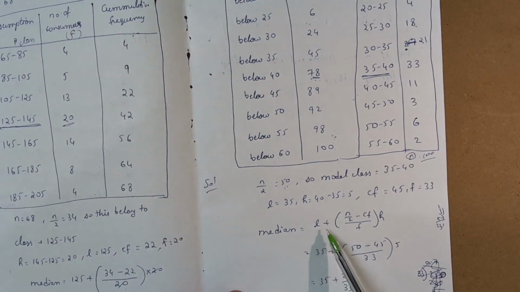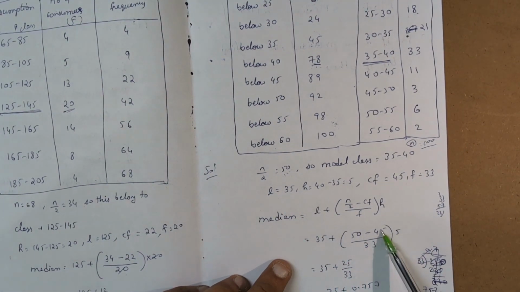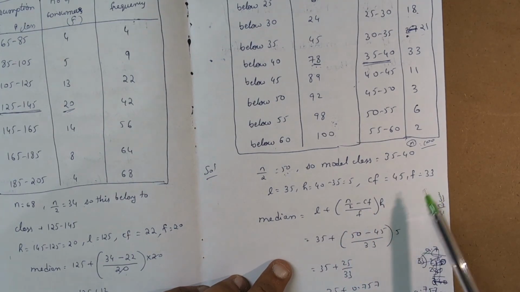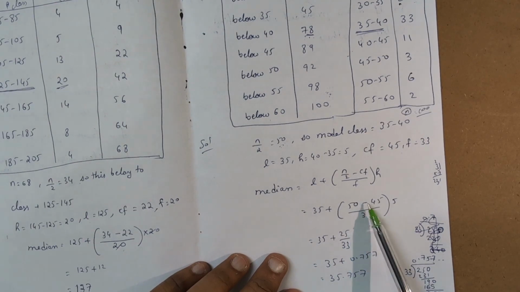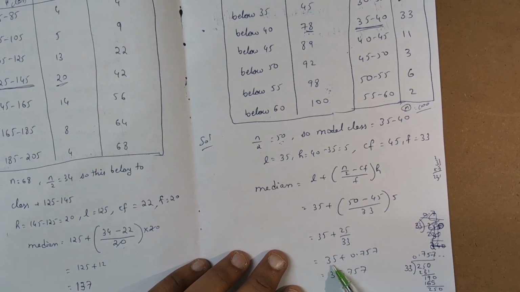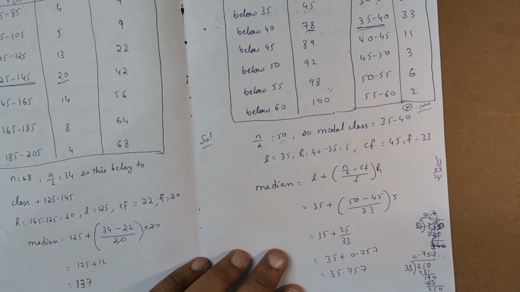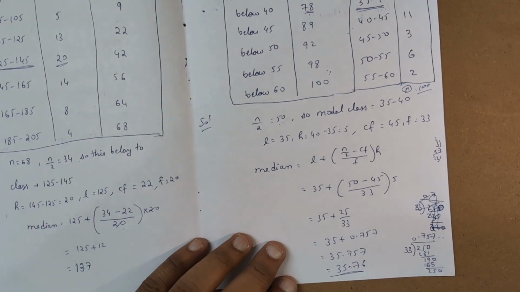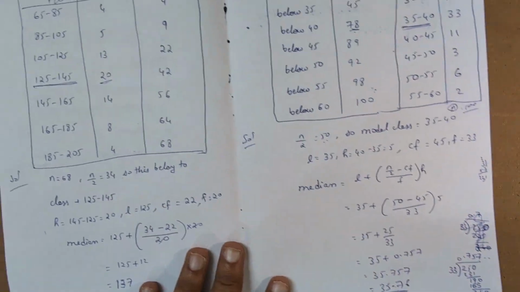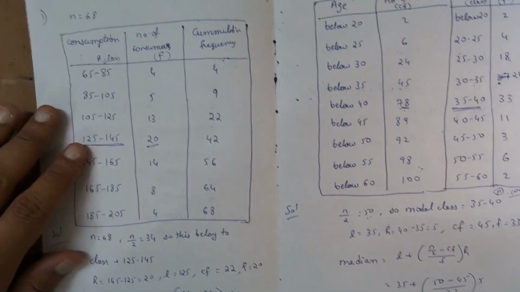So just substitute all the values: 35 plus n by 2, which is 50, minus CF, which is 45, by F value, which is 33, into H value, which is 5. So 35 plus 5 into 5, that is 25 by 33. If you calculate this value, it will come to 0.757. So the final value is 35.757, or simply you can say 35.76 is the median of this class. Okay, so in this way all the median values can be calculated.